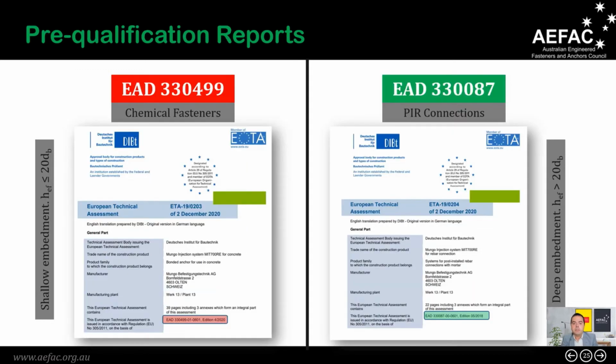If the EADs are different, the pre-qualification reports, such as the ETA, issued in accordance with the EADs are different as well. The first ETA, on your left, is the ETA obtained from the anchor EAD, EAD 330499, and the ETA on your right-hand side is the ETA for rebar application, which is applicable for effective depth greater than 20 times the diameter of the rebar.